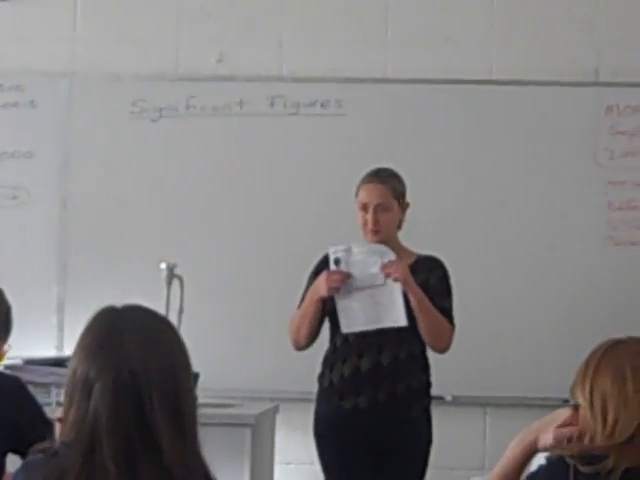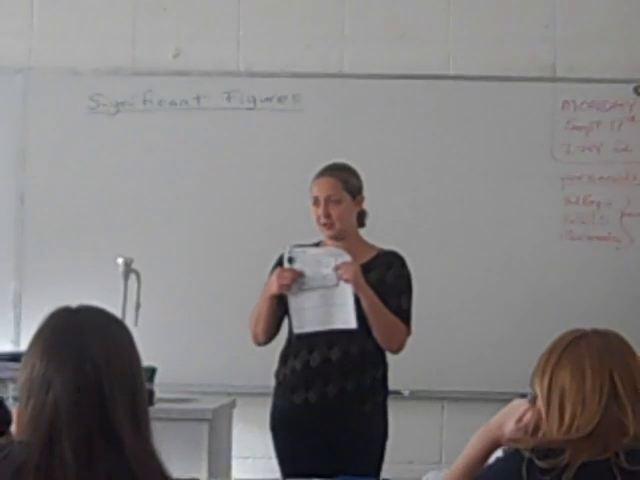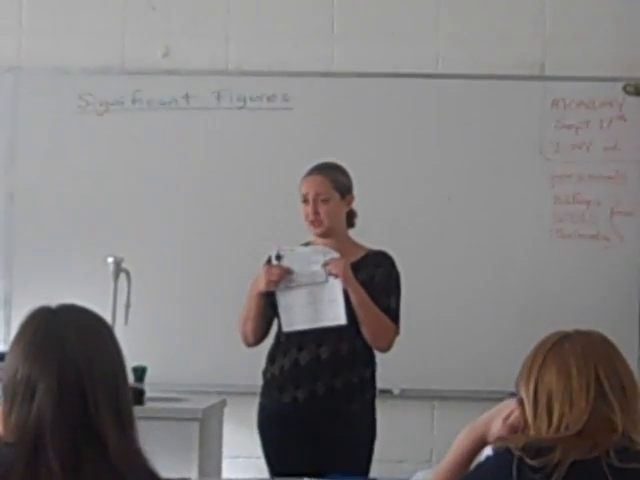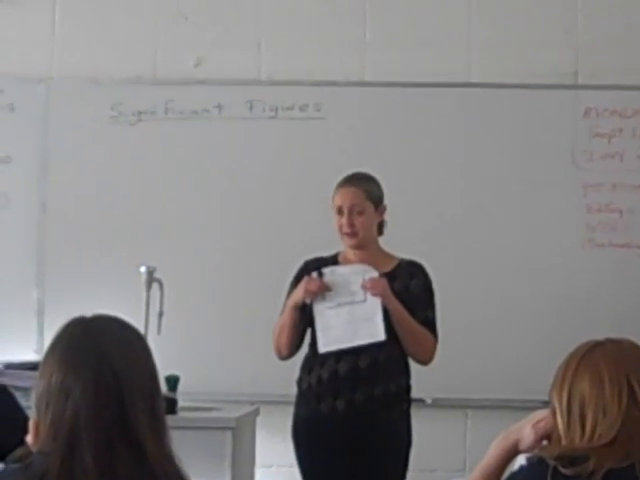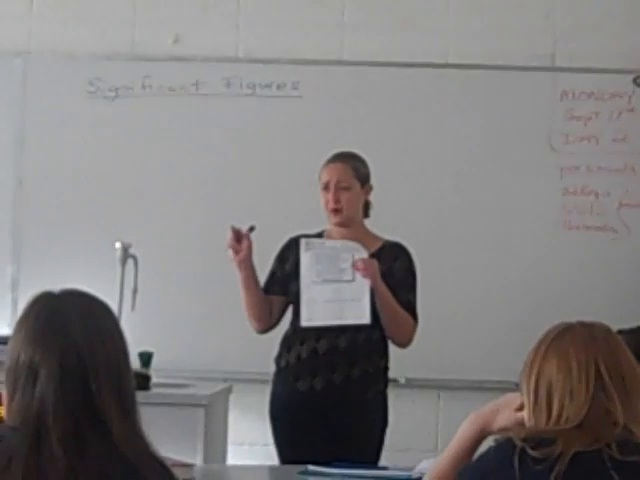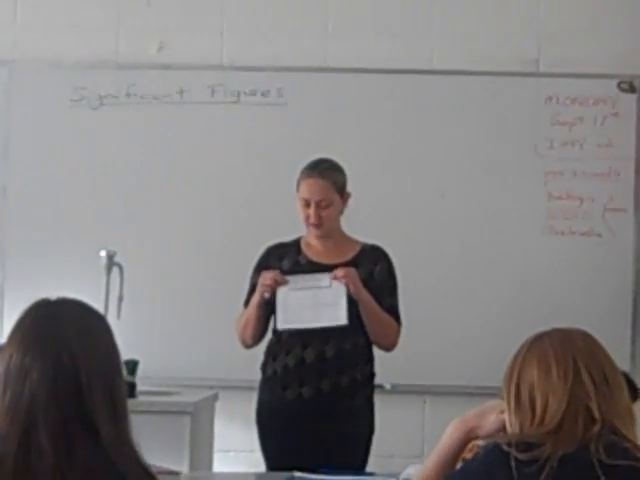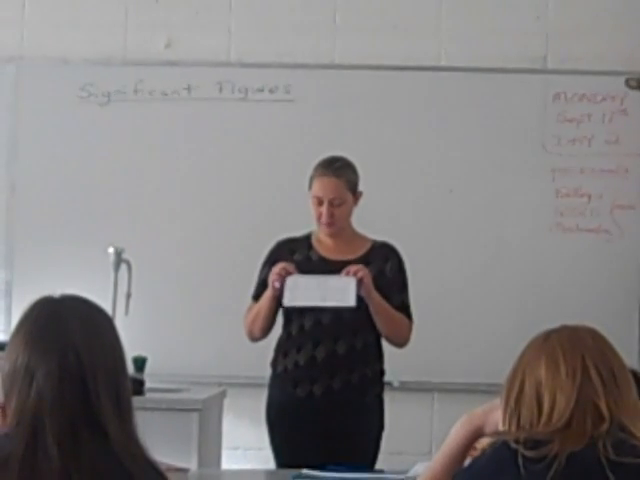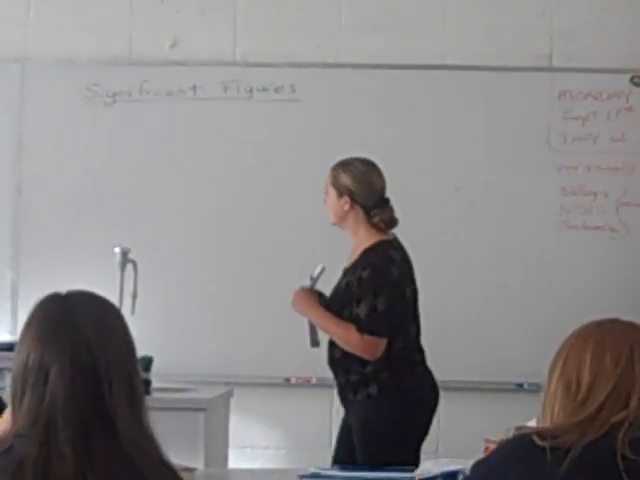So for example, when we say 100 with no decimal point, that might be an estimation, that might be an approximation. In chemistry, that would have one significant figure. 100.0 has 4 significant figures because if we place that 0 there, that means we've measured that 0, so that is significant. Okay? Zeros that are placeholders are not significant.